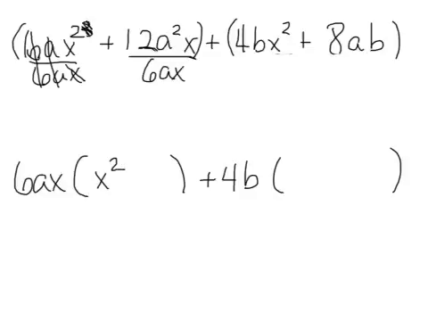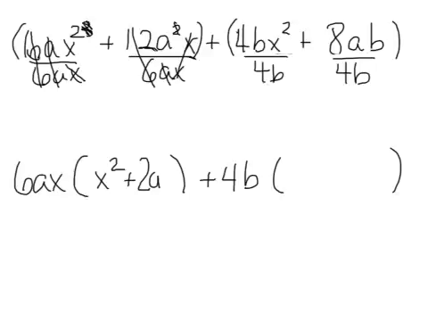Okay, let's move on to the second term. When we divide 12 by 6, we get 2. When we divide a squared by a, one of the a's will cancel out on the bottom, leaving us with just one a on top. And then our x's will cancel out. Now over here on this group, we're going to divide by our greatest common factor of 4b. Here, the 4's cancel, the b's cancel, and we have x squared left. Here, 8 divided by 4 is 2. Our b's cancel and leave us with a.